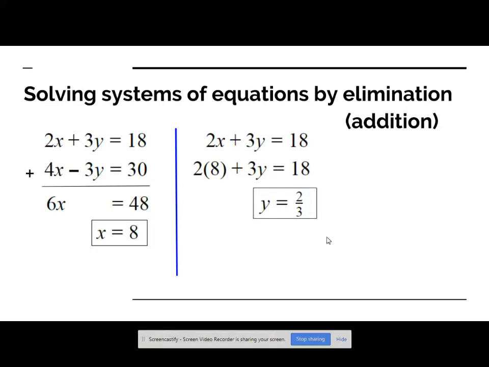So that's the solution. The solution is at the point (8, 2/3). Again, x is 8, y is 2/3. At this point, these two equations are the same. They both work. They're both equal to each other.